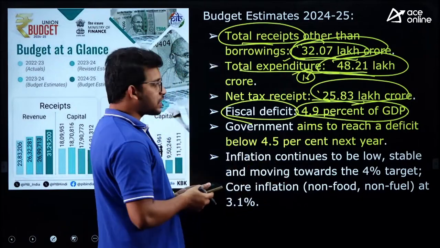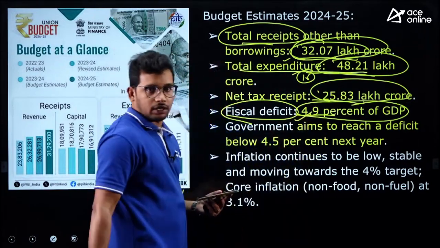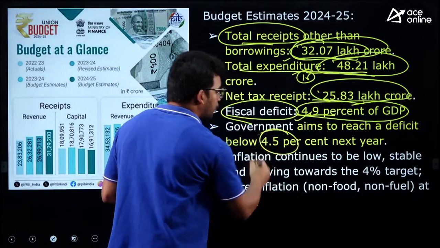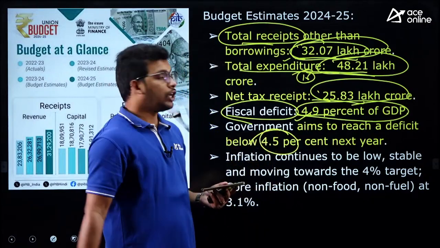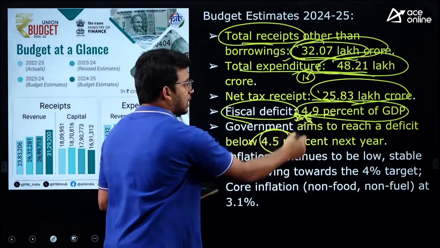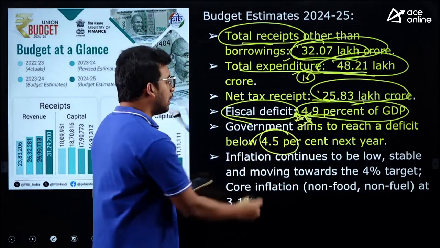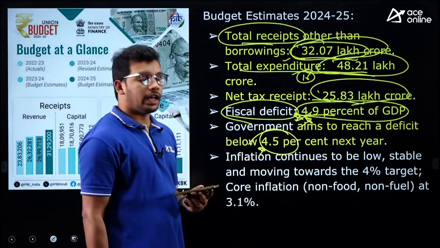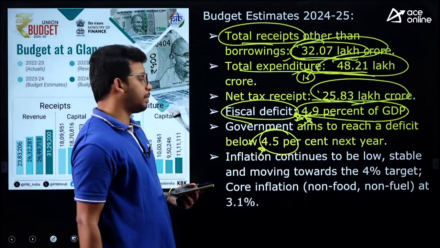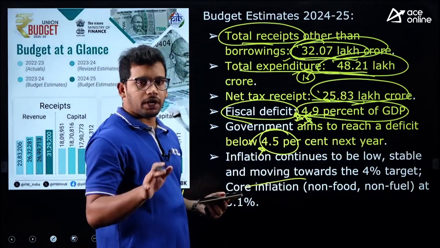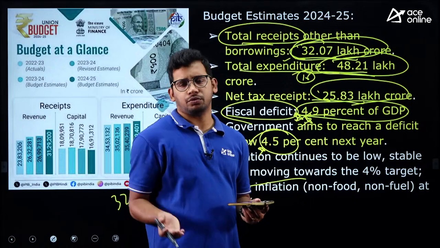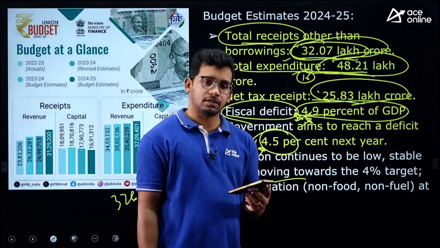Now the fiscal deficit is 4.9%, and government is aiming to achieve 4.5% fiscal deficit by next year. So these numbers are very important. The current fiscal deficit is 4.9% of total GDP, and next year government is aiming for lower. Inflation, government says that it is under control. Government's target now is 4% plus or minus 2. Inflation means rise in prices, right.